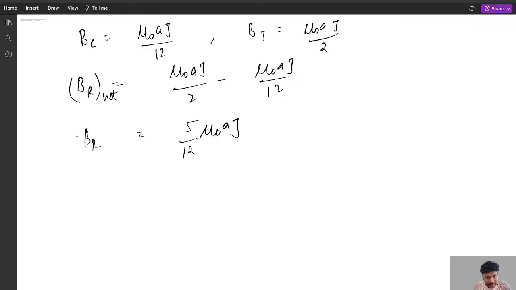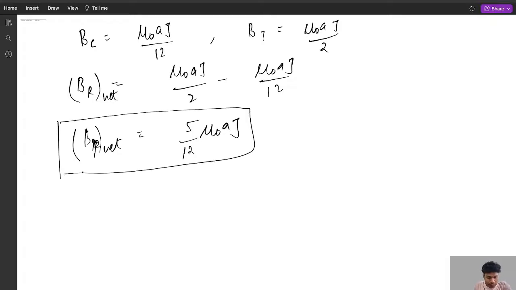B resultant, B at point P net. So what is our value of n? The value of our n is 5. So the value of n is equal to 5. Do you understand this?